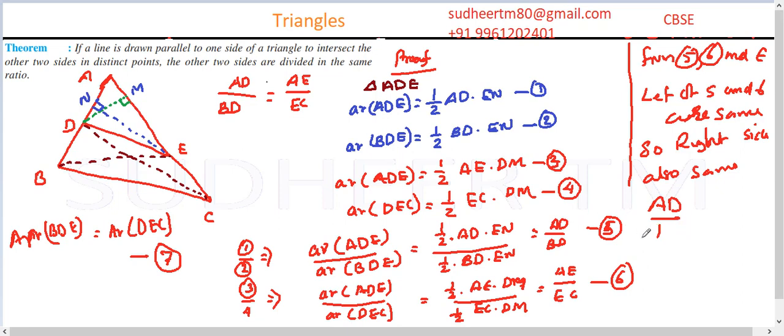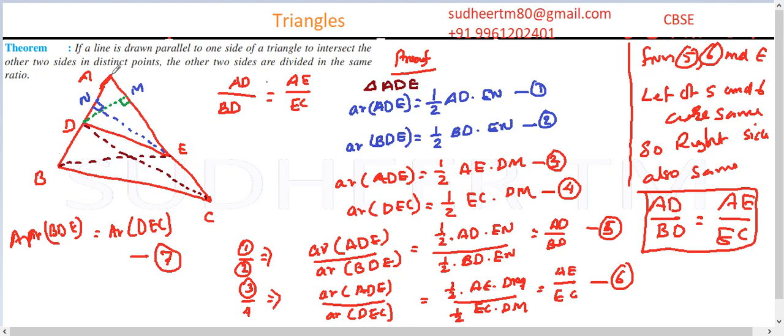AD by BD equal to AE by EC. That is the theorem we need to prove. So what the theorem is saying, if a line DE is drawn parallel to BC, that's an important point here. If a line is drawn parallel to one side of the triangle so that it cuts the other two sides at D and E, then the other two sides are divided in the same ratio.